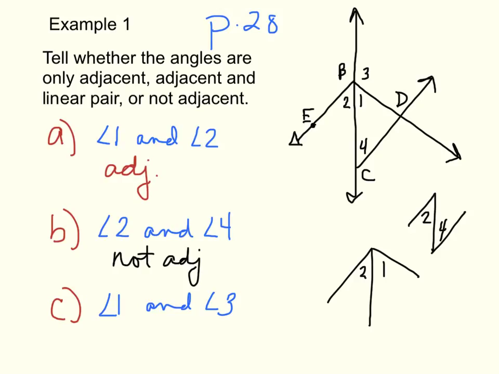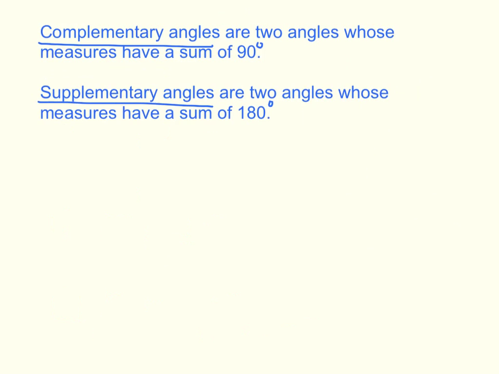And lastly, 1 and 3. So 1 and 3 are right here. Angle 1 and angle 3. Well, here's angle 3, here's angle 1. They do share a common side and vertex, and they make a straight line. Therefore, they are adjacent and a linear pair. These are probably review for you, but we'll go over them anyway.